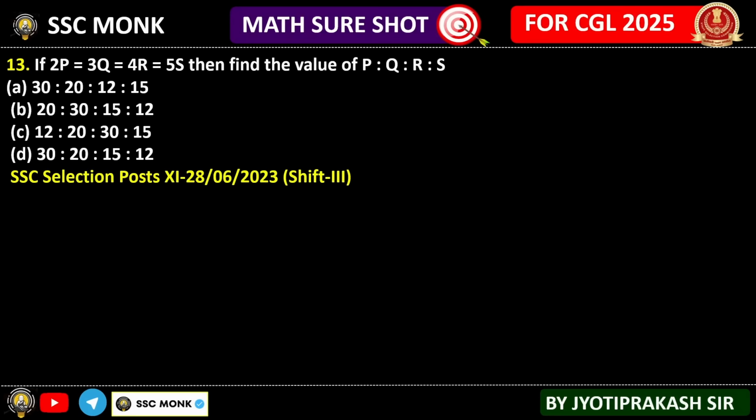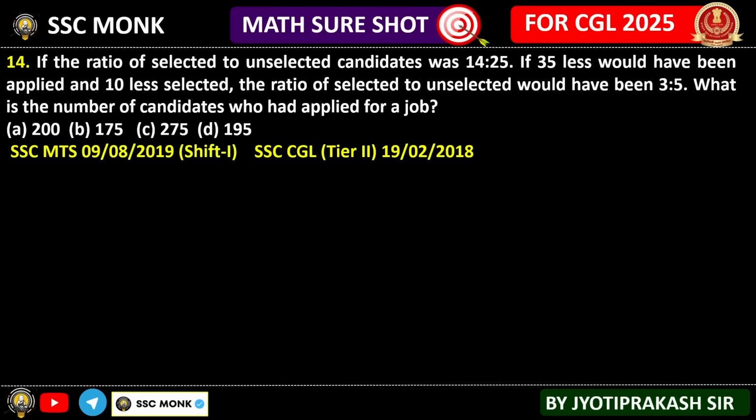Okay, next. 2p is equal to 3. I won't solve this. I am giving you this as homework. The ratio of selected to unselected candidates was 14:25.